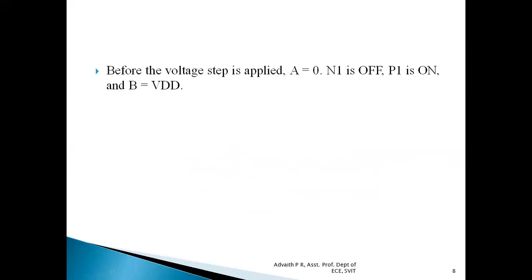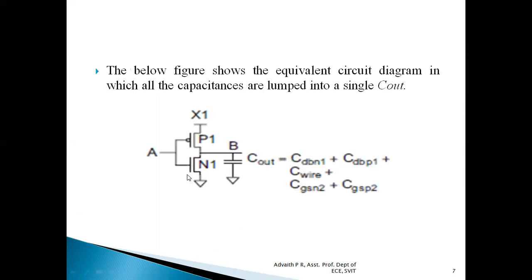Before the voltage step is applied, that is A is equal to 0, N1 is off and P1 is on, and the output voltage B will be equal to VDD. To illustrate this, we can consider this figure. When input A is equal to 0, the N1 MOSFET is off, whereas the P1 MOSFET is on. So the output voltage seen at node B will be equal to VDD.